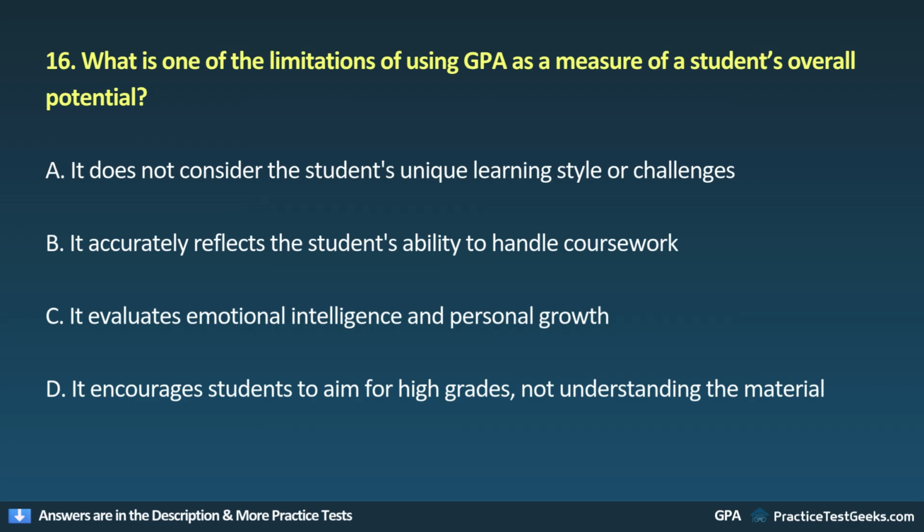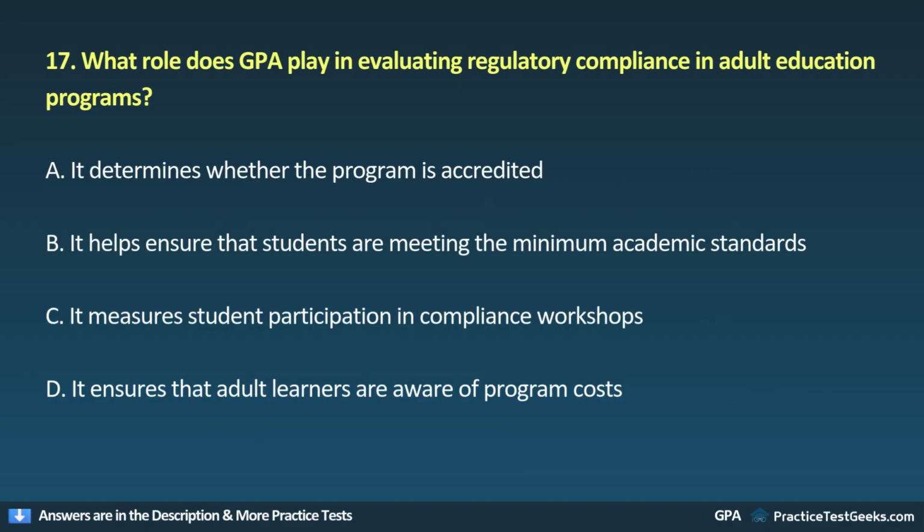D. It encourages students to aim for high grades, not understanding the material. 17. What role does GPA play in evaluating regulatory compliance in adult education programs? A. It determines whether the program is accredited. B. It helps ensure that students are meeting the minimum academic standards.